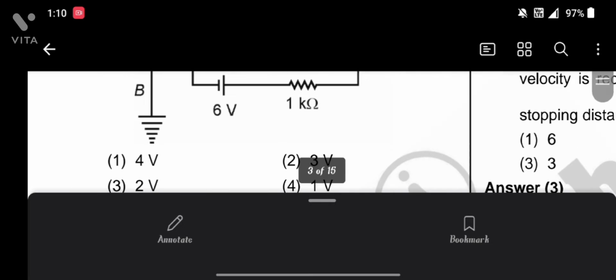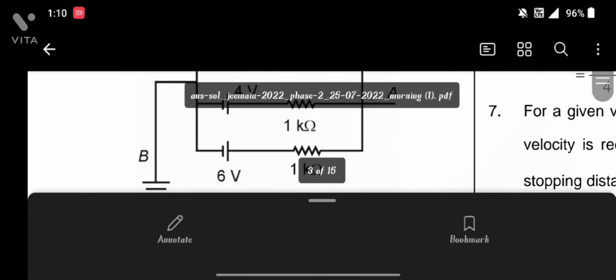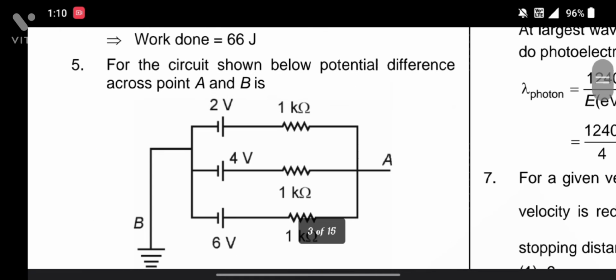Let us see the options. If we see the options, the first option is the correct one, 4 volt, right? So take the first option. Therefore the circuit shown below has a potential difference across points A and B of 4 volt. Okay, so let us come to our next question, question number 6.